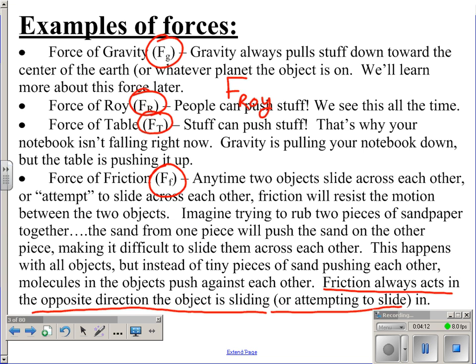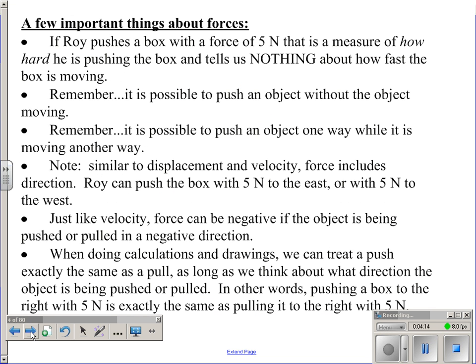So probably the best thing to do now would be, oh, I'm sorry, I skipped ahead. A few important things you need to know about forces. First of all, if Roy pushes a box with a force of 5 newtons, that's a measure of how hard he's pushing the box and doesn't tell us anything about how fast the object is moving. Okay, remember, it's possible to push an object without the object moving.